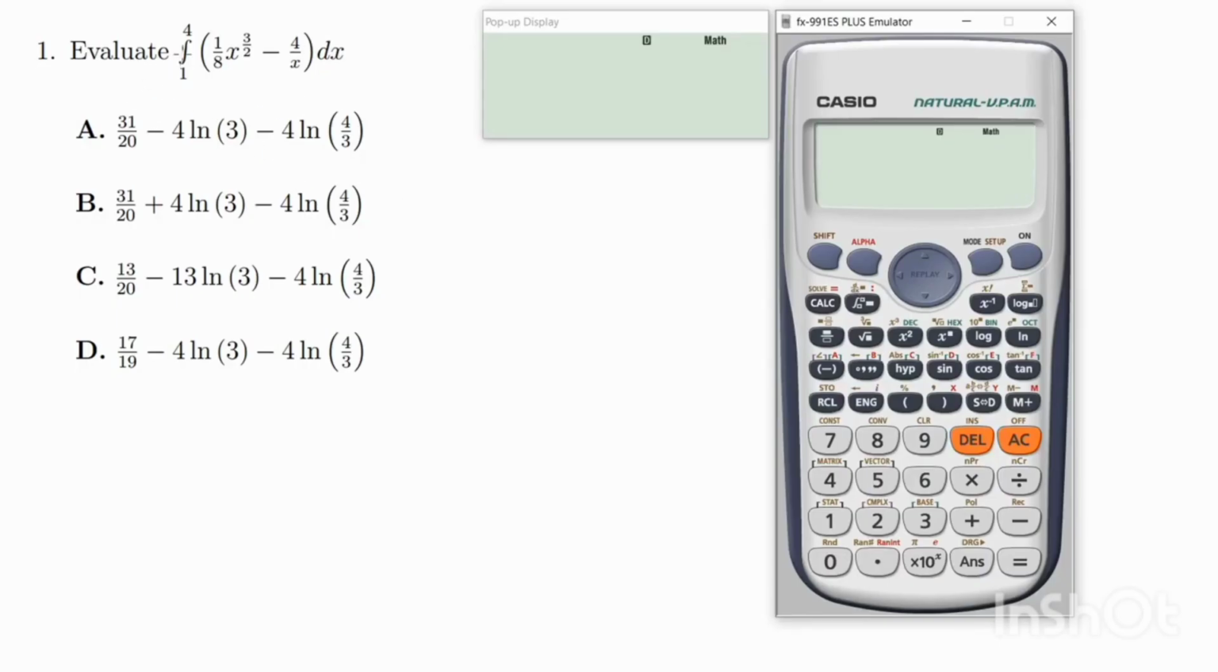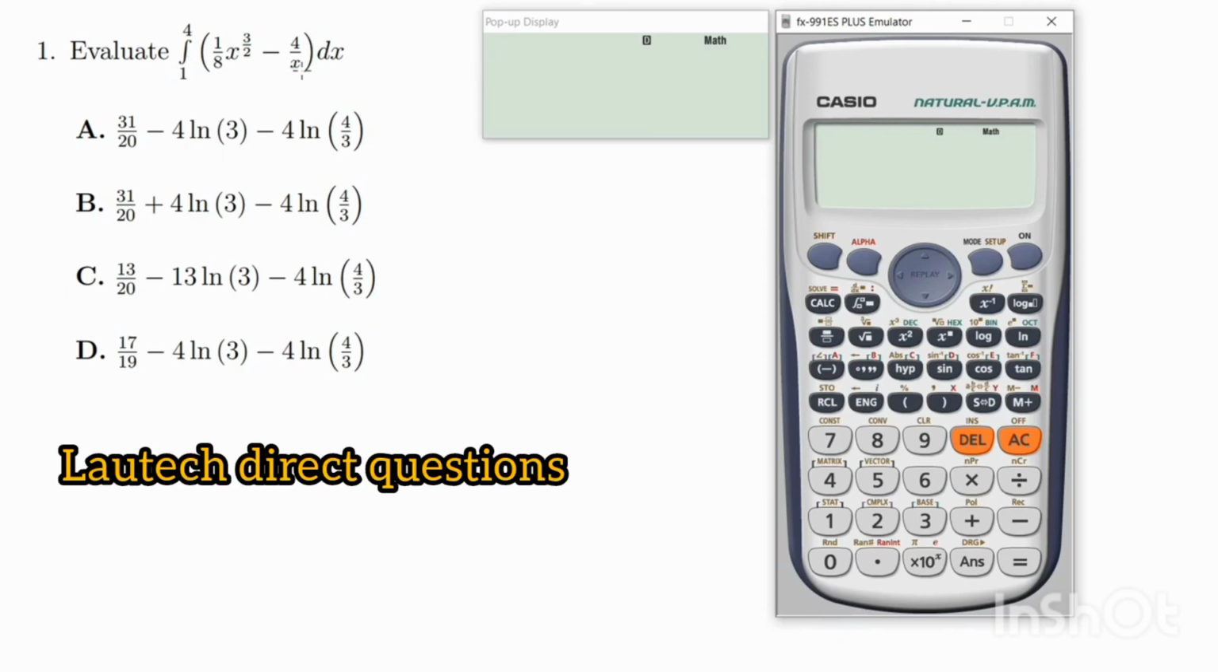In this question, we have to evaluate the integral from 1 to 4 of x raised to power 3 over 2, all divided by x, minus 4 over x, dx.